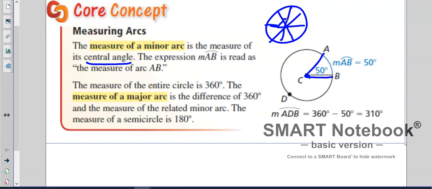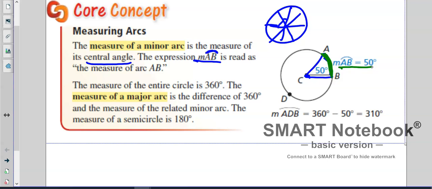Now it says the measure of a minor arc is the measure of its central angle. The expression measure of AB, that's what this means, the measure of arc AB. This is the arc symbol up here. And an arc is just this right here. Let's do a different color. This. If you think about it as the crust, okay? So you have a piece of pizza and the crust is right here. That crust is the arc, all right? So the measure of arc AB is also the same as the central angle.